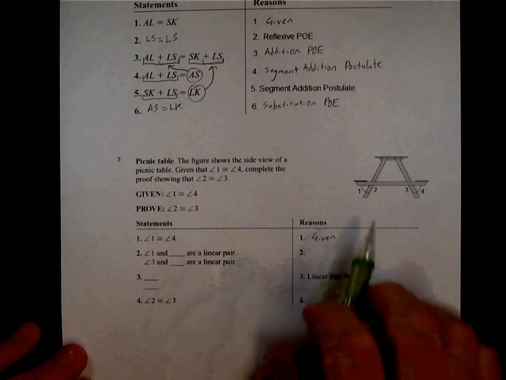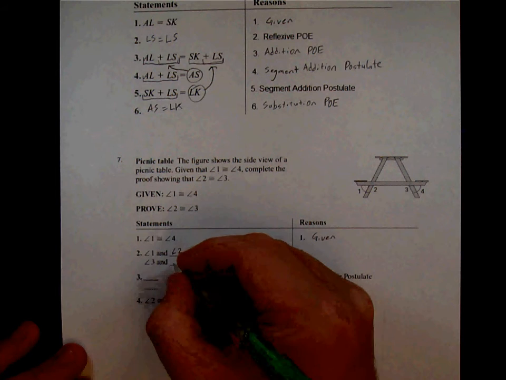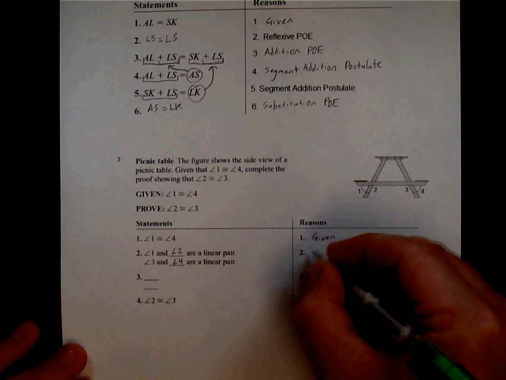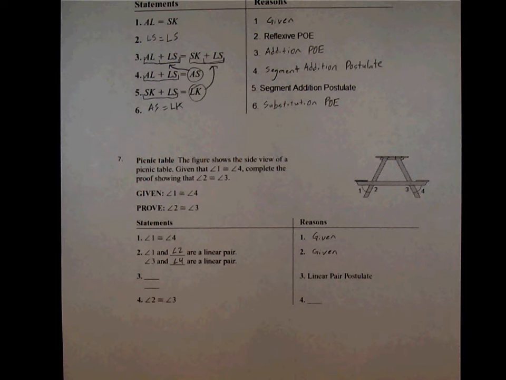Angle 1 and looks like angle 2 are a linear pair. Angle 3 and angle 4 are a linear pair. I would once again say given for both of those because it is given to us in the picture. So it's part of the diagram. And then number 3, I want us to apply the linear pair postulate. Well, the linear pair postulate says, oh, actually we can do this in 4 steps. I was wrong. We can do this.